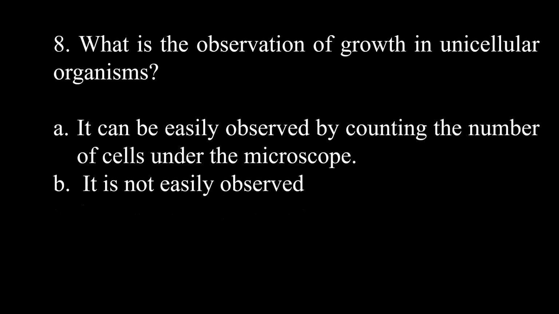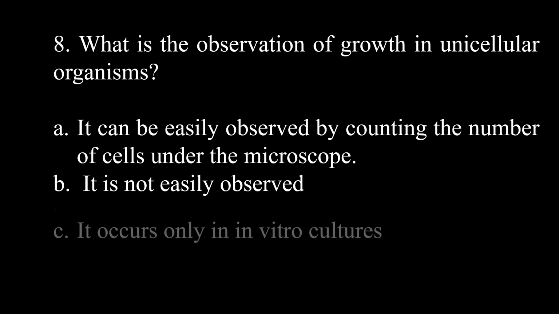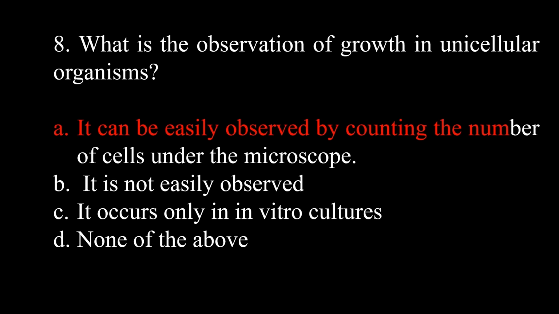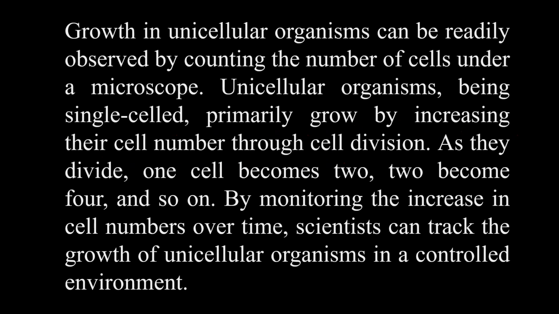B. It is not easily observed. C. It occurs only in vitro cultures. D. None of the above. The correct answer is: it can be easily observed by counting the number of cells under the microscope. Explanation: growth in unicellular organisms can be readily observed by counting the number of cells under a microscope.